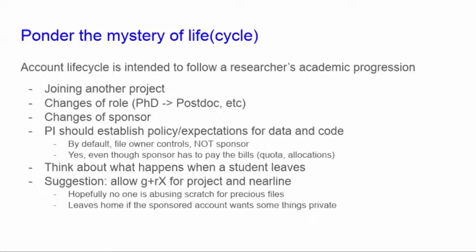This sounds like a very high level abstract comment about life cycle, but there's a reason that I mention it. So I'll go through the initial comments, which are really about the structures of accounts. You get an account, all of that is documented on CCDB and the Docs wiki. Here are some things that might happen to you during your research life cycle. One is you may join another project. This gives you access to additional resources, may give you access to additional files.